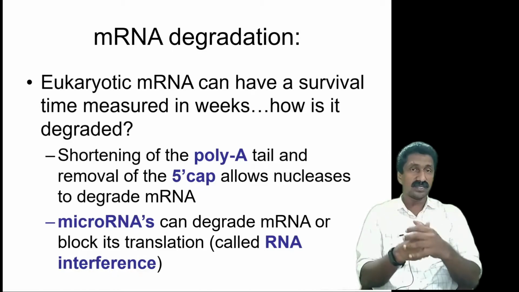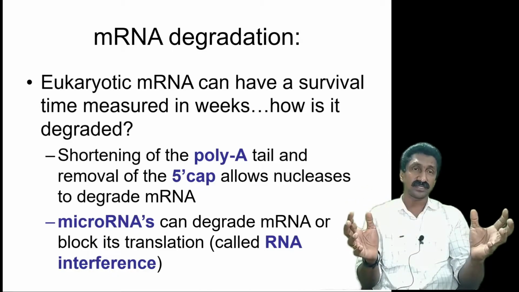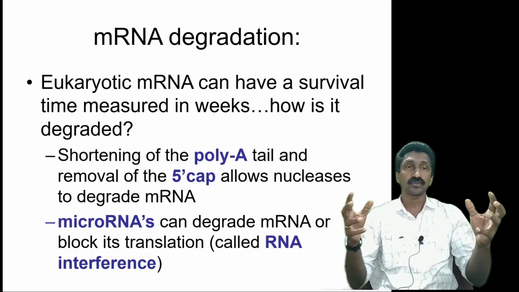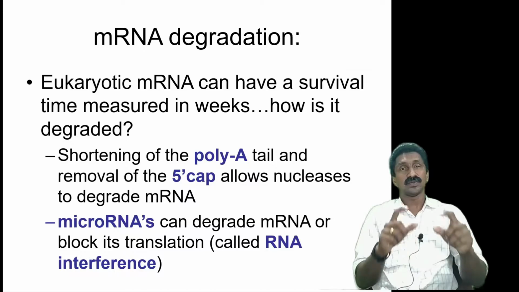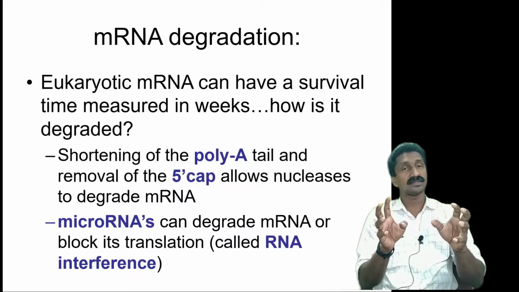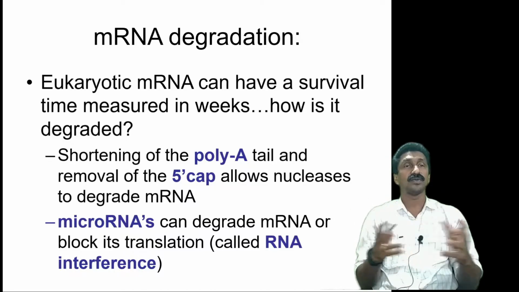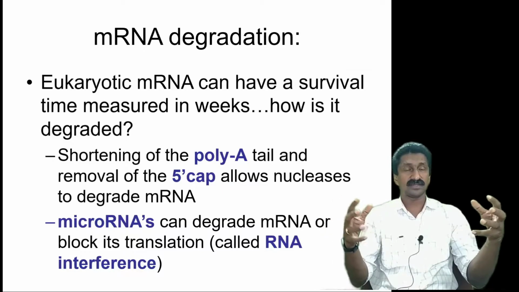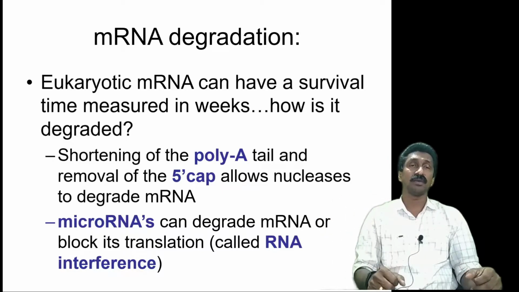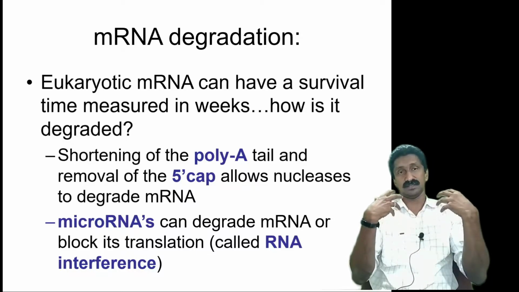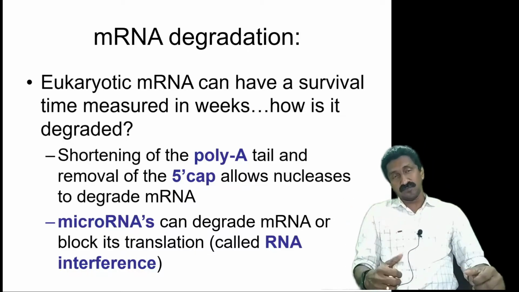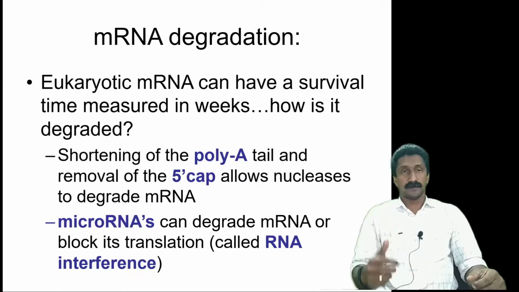As we discussed earlier, the poly-A tail and 5' cap give protection to eukaryotic mRNAs. So the shortening of the poly-A tail and removal of the 5' cap allows the nucleases to attack the end portions of the mRNA, and that results in the degradation of the mRNA.